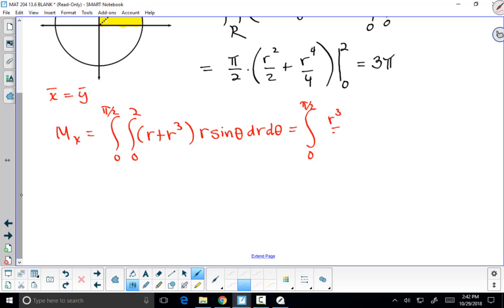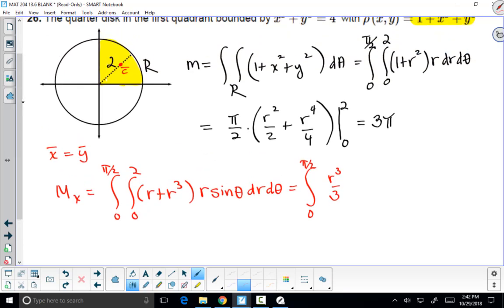Hold on. Haven't you already distributed the r? Wait, yeah. Do I have an extra r in there? You've got an extra r, because you pulled that from the top. So here, this is our integrand, r plus r cubed. Then we have to multiply that by y. So that's r sine theta. So here's the y that we're multiplying by right there.